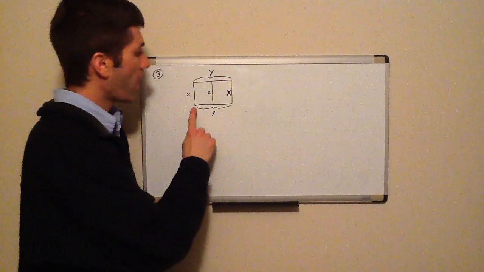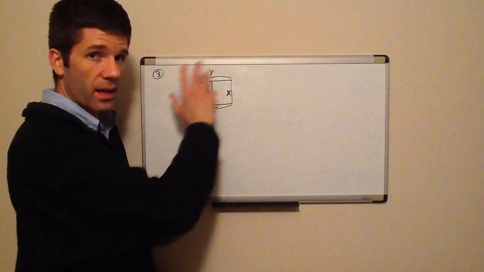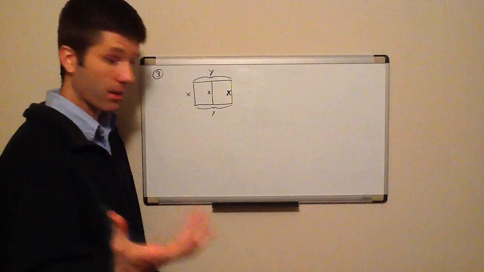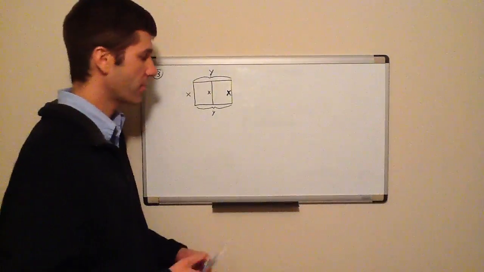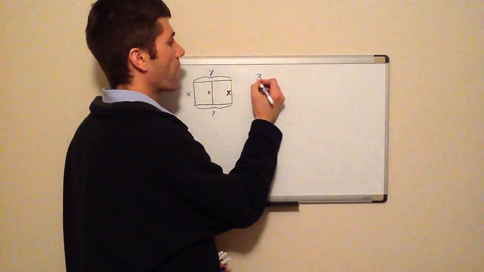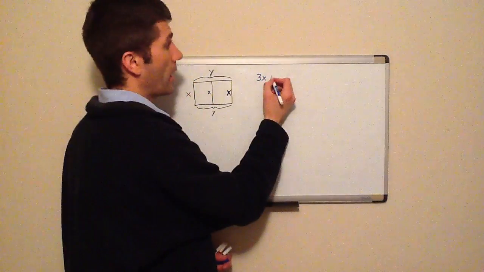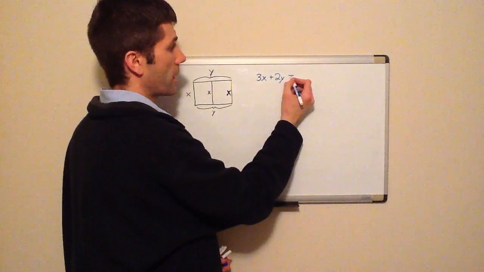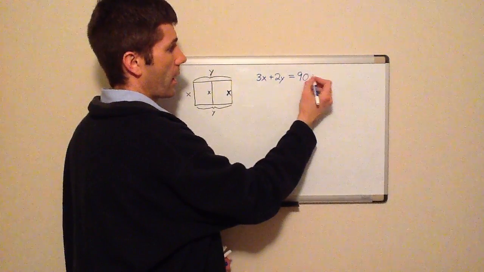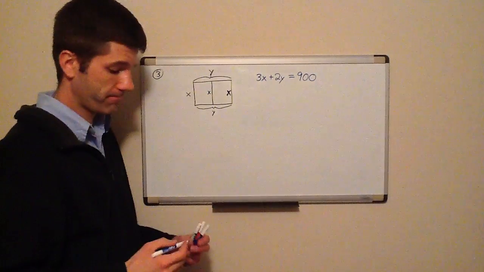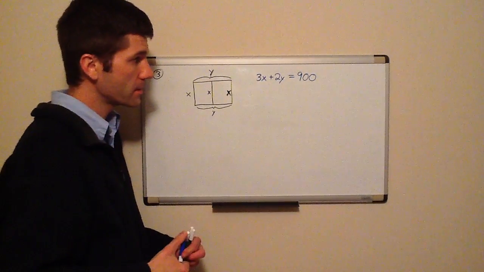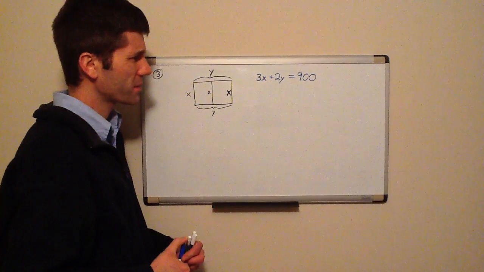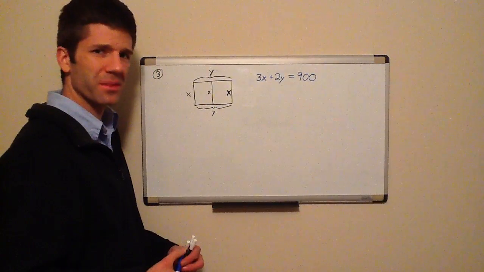So, all of these distances added together equals 900, because that's how long of a fence we have available. So we have 3 x's and 2 y's, and we can get 900. Okay? Well, what are you going to do with that? I don't know, it's a mess.